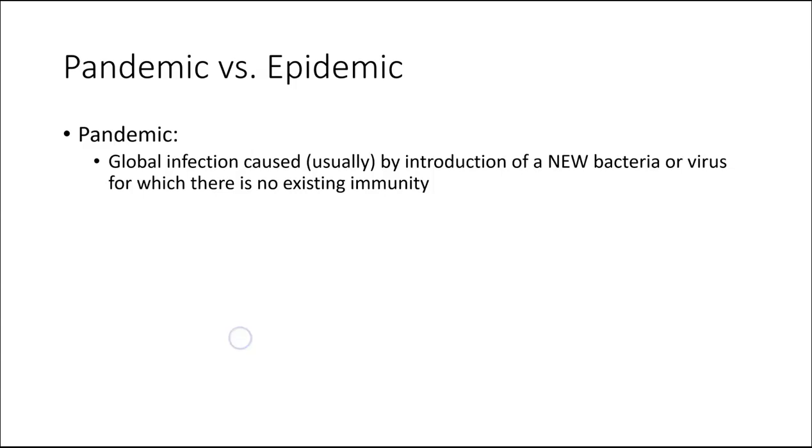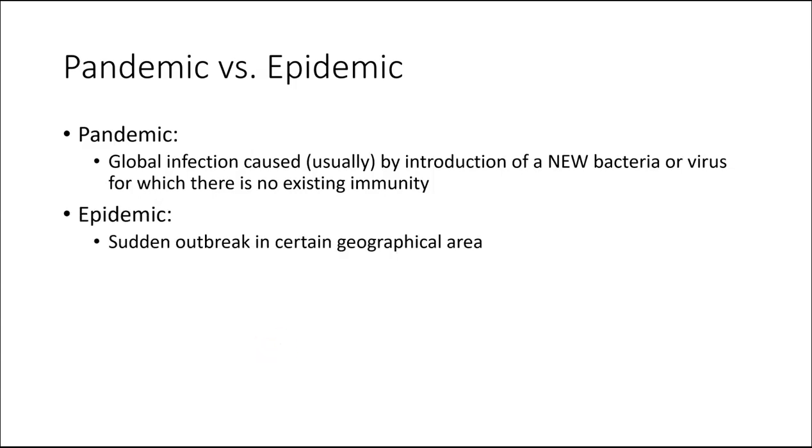All right. So, which takes us right to our terminology. A pandemic is a global infection. Usually, we're talking about the introduction of a new bacteria or virus for which there isn't already a built up immunity. Versus an epidemic, which would be a sudden outbreak, but only constrained to a certain geographical area. So, the Ebola outbreak of a few years ago, for example, would have been more of an epidemic issue, even though with globalization there is a possibility of those things.